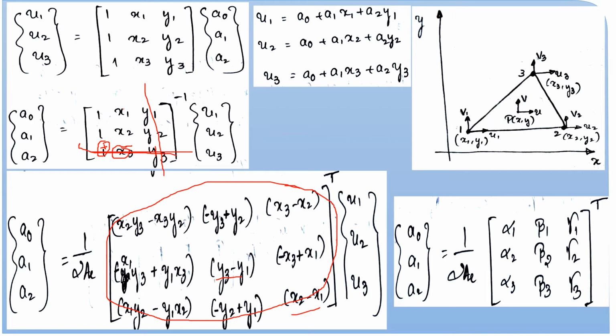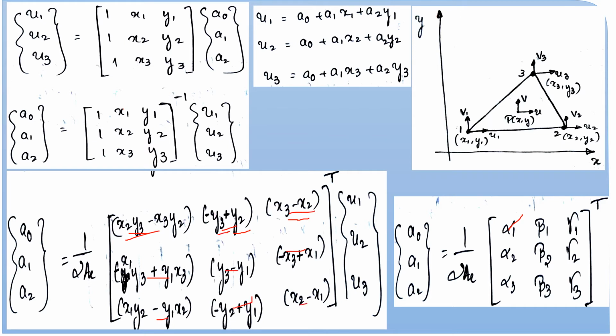Now let me erase this. In order to make the calculation simple, we have written this term as alpha 1, this term as alpha 2, this term as, sorry, this term as beta 1, this term as gamma 1. So alpha 1, alpha 2, alpha 3, beta 1, beta 2, beta 3, gamma 1, gamma 2, gamma 3. So the adjoint of the matrix divided by the determinant of the matrix.